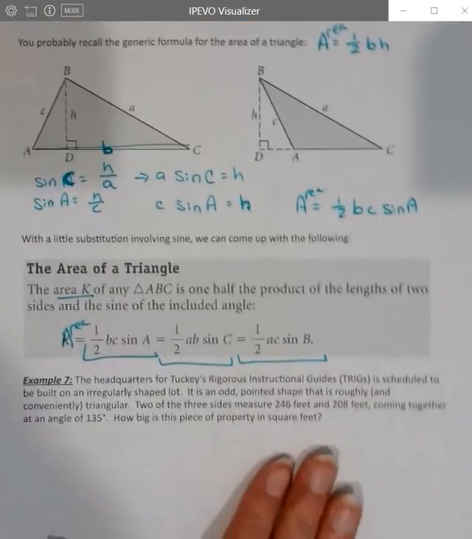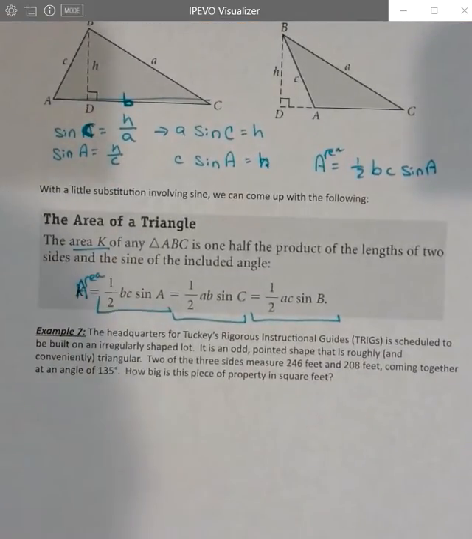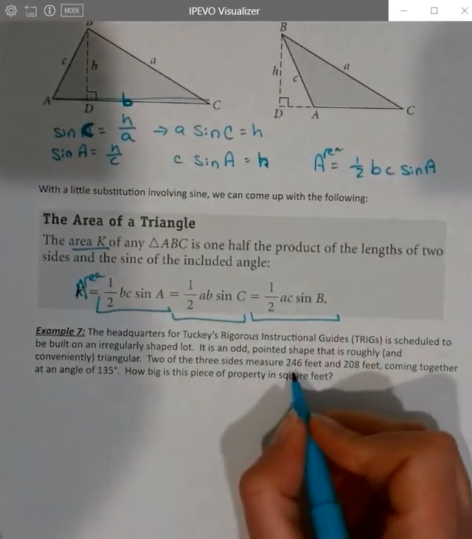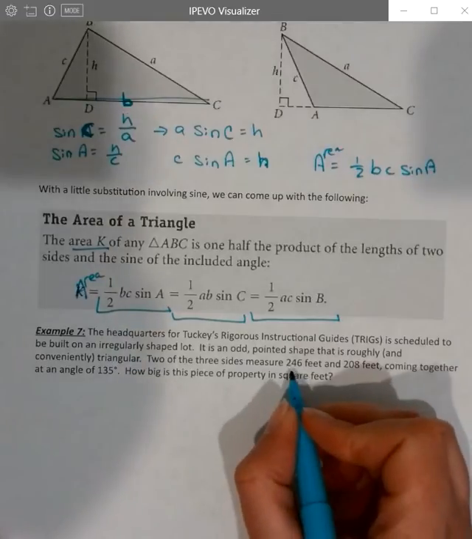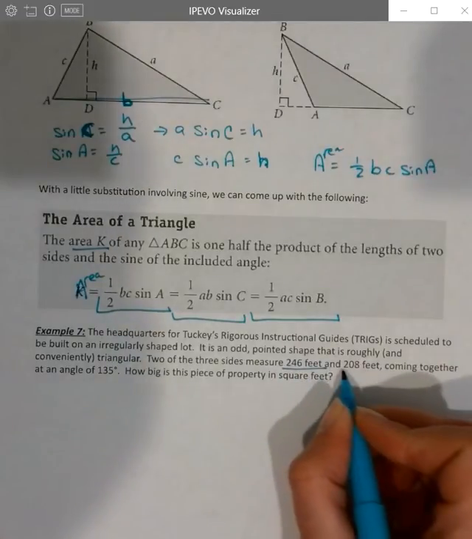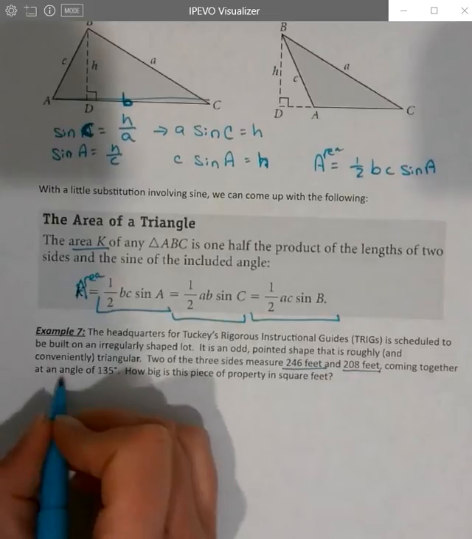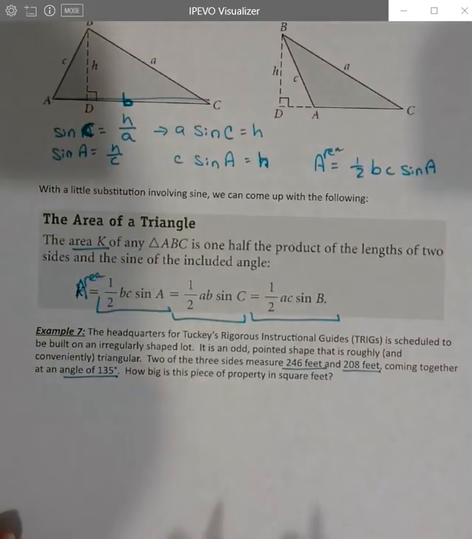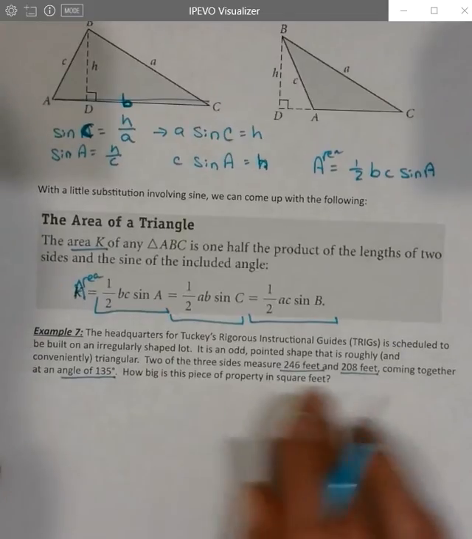Okay, let's take a look at this example. We've got an irregularly shaped lot here. It's an odd pointed shape that is roughly and conveniently triangular. Two of the three sides measure 246 feet and 208 feet, coming together at an angle between them of 135 degrees. So what is the piece of the property? How big is it in square feet?